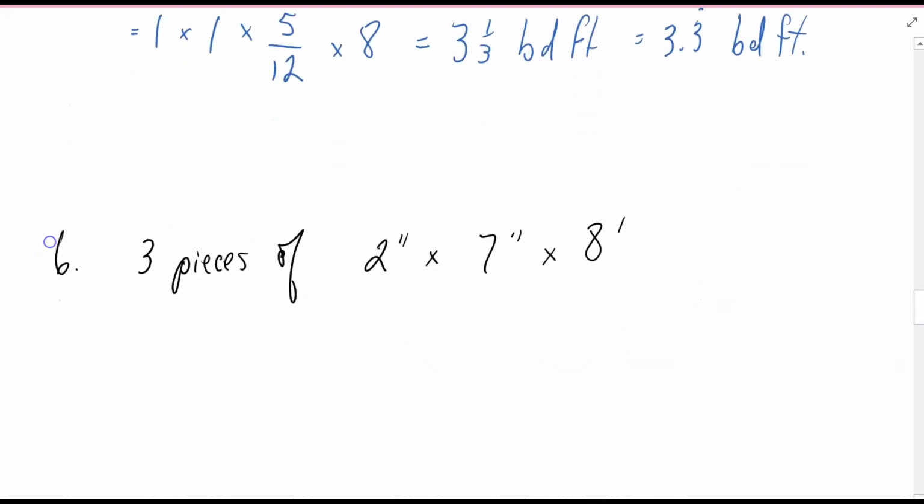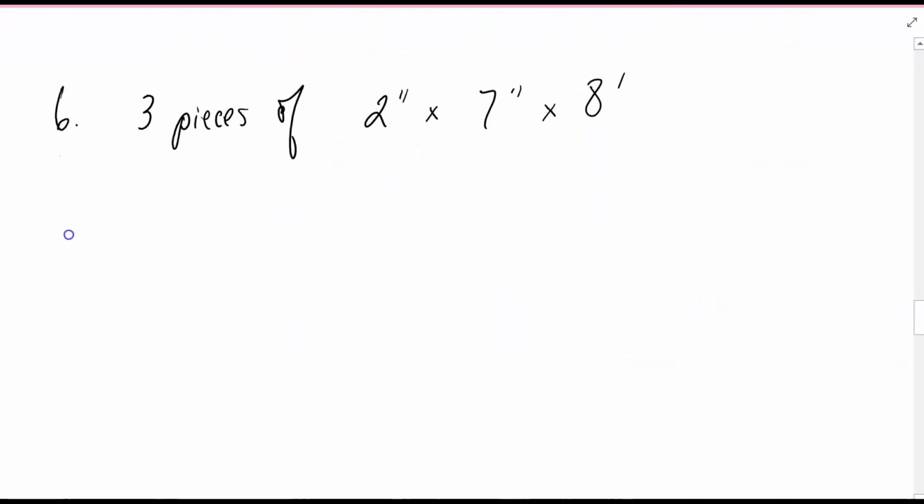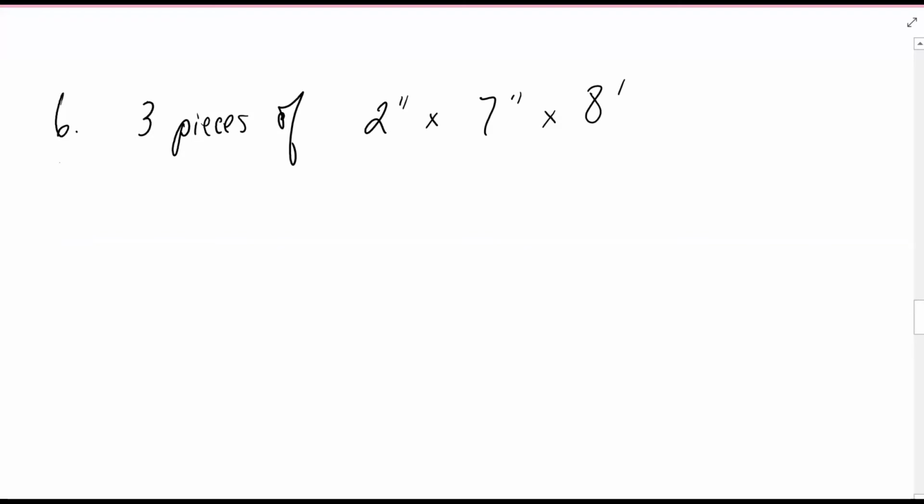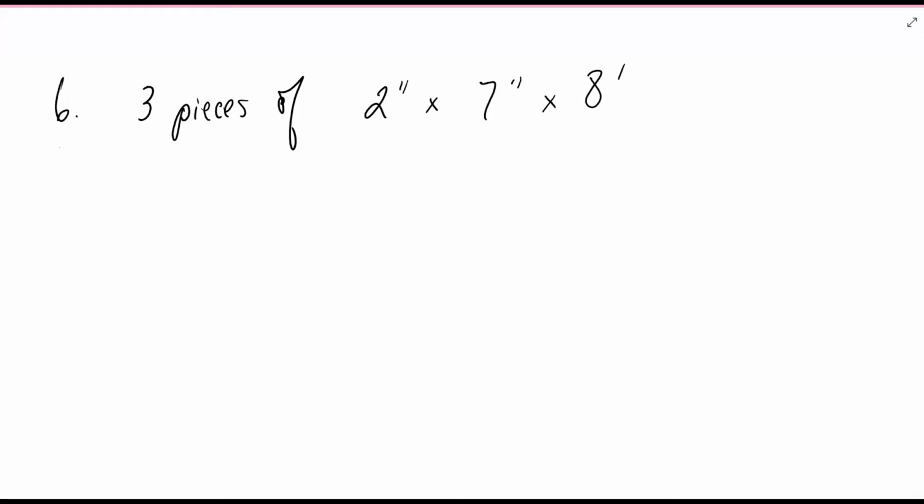Okay, I think I have one last one for you here. Try this one. Pause the video and calculate, checking on standard thicknesses and widths. All right, so this will be equal to 3 because we have 3 pieces of this. 2 inches thick, that's a standard thickness, so times 2. Times 7 inches wide, that is not a standard width.